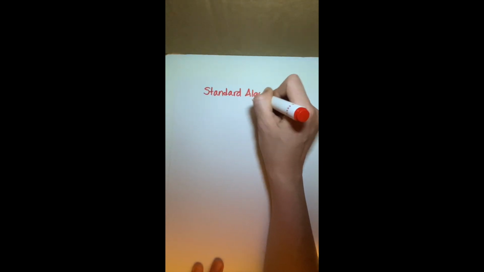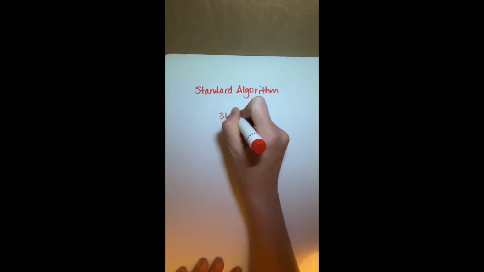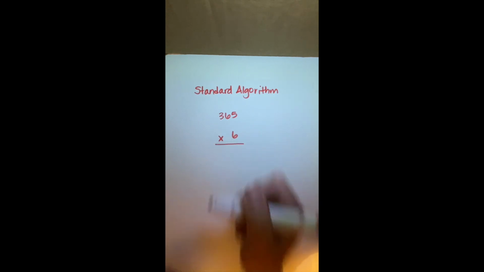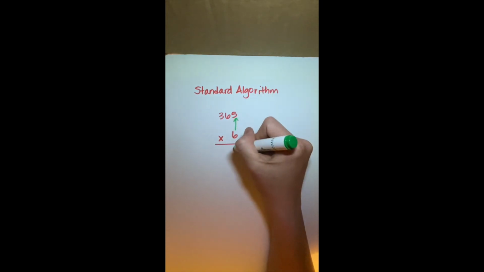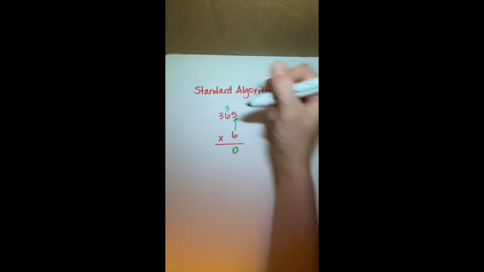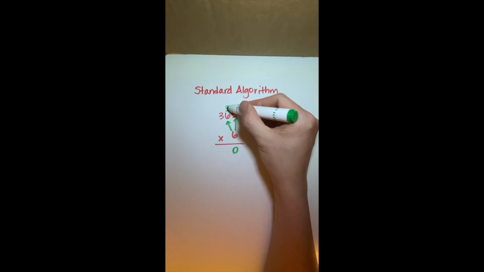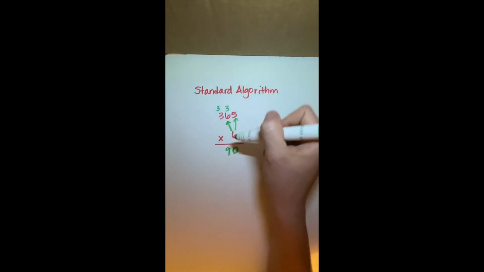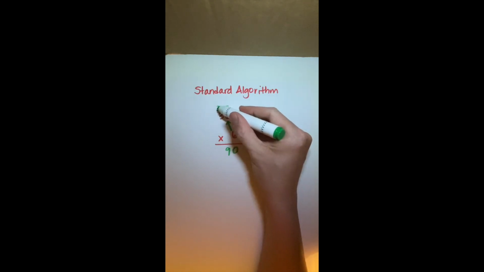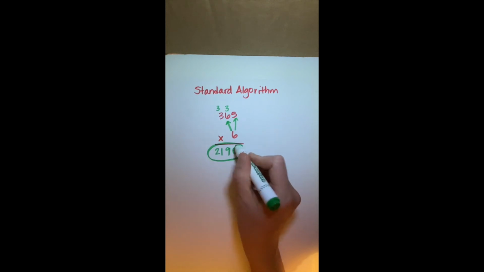Now let's go back to the standard algorithm strategy, this time looking at a bigger number. We're going to do 365 times 6, but remember with standard algorithm, you have to stack them vertically. I start by multiplying my ones. 6 times 5 is 30, so I put my 0 down below and carry the 3. 6 times 6 is 36, 7, 8, 9. So 39. Put the 9 below and carry the 3. 6 times 3 is 18, 19, 20, 21. You guys, we got the same answer.